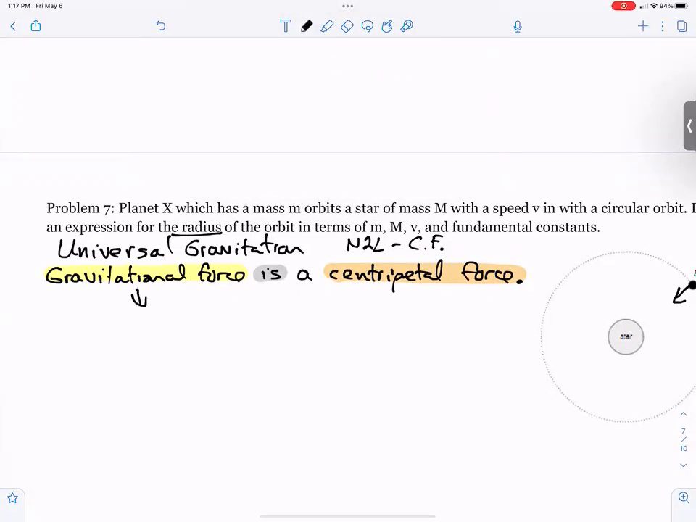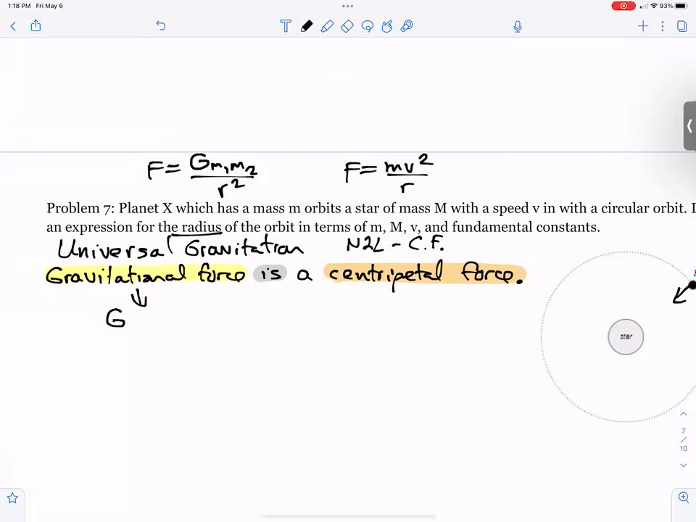So gravitational force, well, that's your gravitational force equation. The gravitational force equation would be F sub g, the gravitational force, equal to big G, the gravity constant, times m1 times m2 over r squared. Your centripetal force equation is F is equal to mv squared over r. So we're just putting those two together.